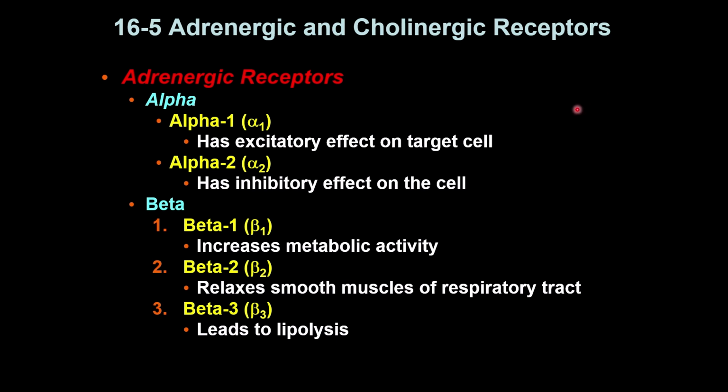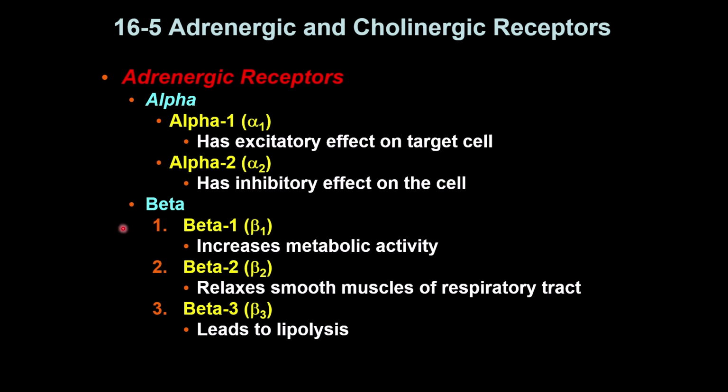There are different types of receptors in the sympathetic and parasympathetic systems. In the sympathetic system, you have adrenaline or epinephrine and norepinephrine. So noradrenaline is there, and that's why the receptors are called adrenergic. Subdividing those receptors, you have alpha and beta. The alpha is again divided into alpha 1 and alpha 2. Alpha 1 is more excitatory and alpha 2 is more inhibitory.